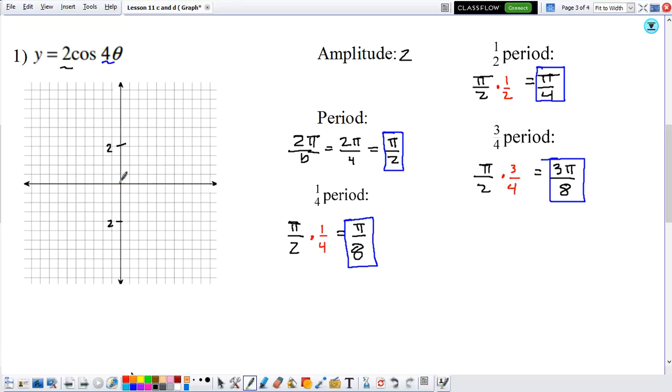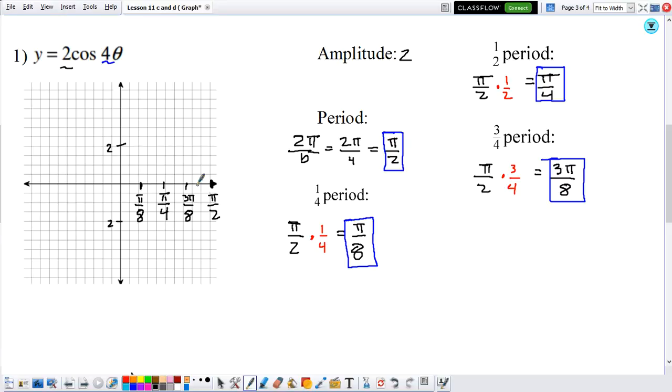Now let's place our points. Full period all the way at the end, which we found to be pi over 2. Half of a period right here in the middle, which we found to be pi over 4. 1/4 of the period, which is right here, which is half of a half, which we found to be pi over 8. 3/4, which we found to be 3 pi over 8.